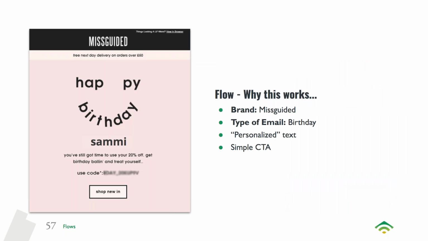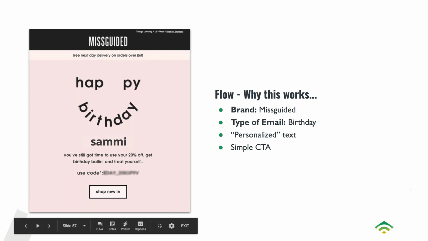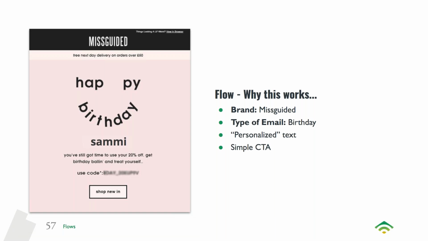And the last example here is by the brand Misguided. This is an anniversary or birthday type of email flow. What I liked about this is that they use personalized text. So at the bottom, they use the first name tag to display my first name. And they also have a dynamic coupon code that they offered within the email. Again, just simple CTA, quick to click through the site, and I can just make a purchase with my discount code.